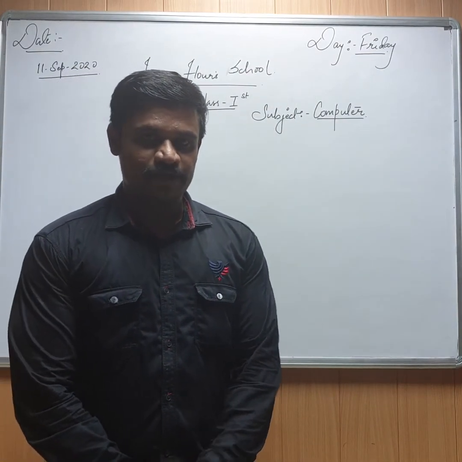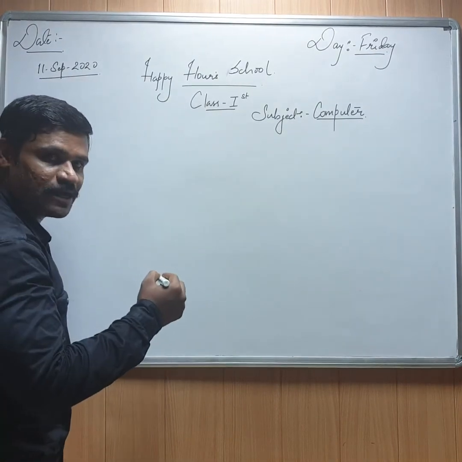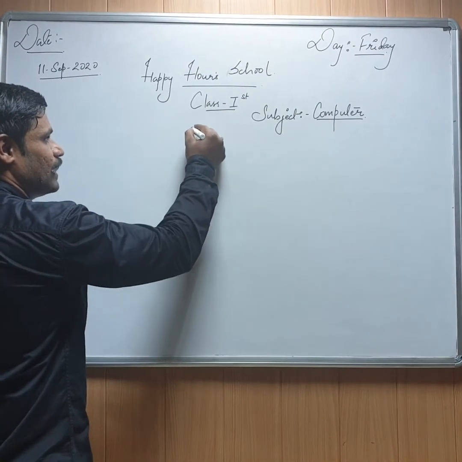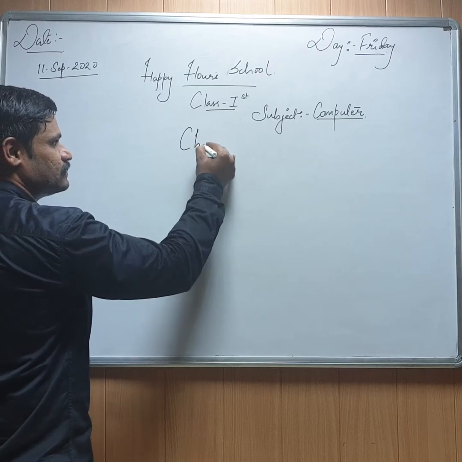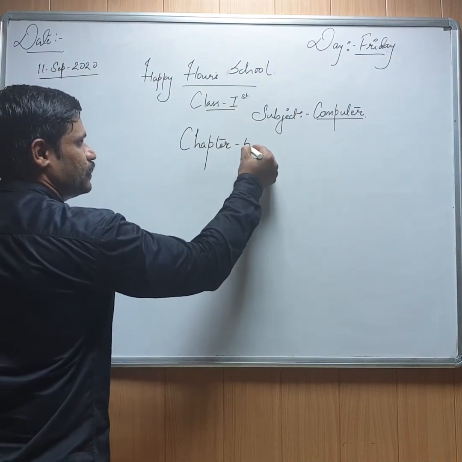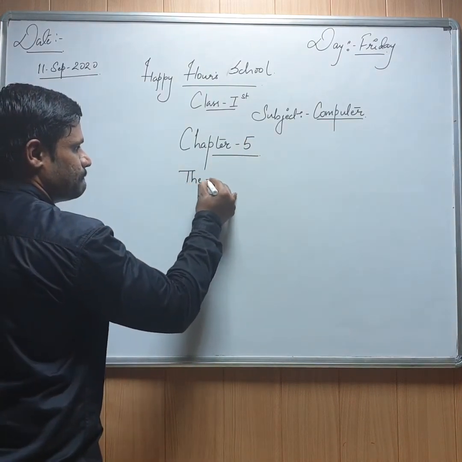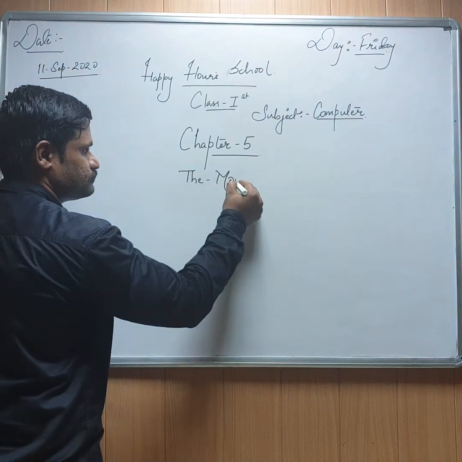We would be starting with our next chapter. We had completed up to chapter number 4. We are going to start with the next chapter, chapter number 5, the mouse.